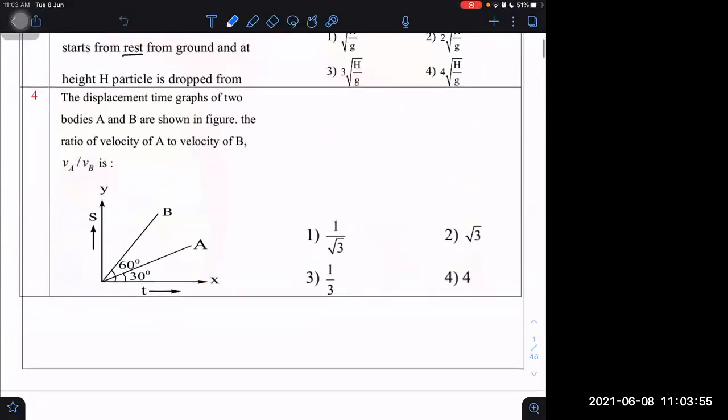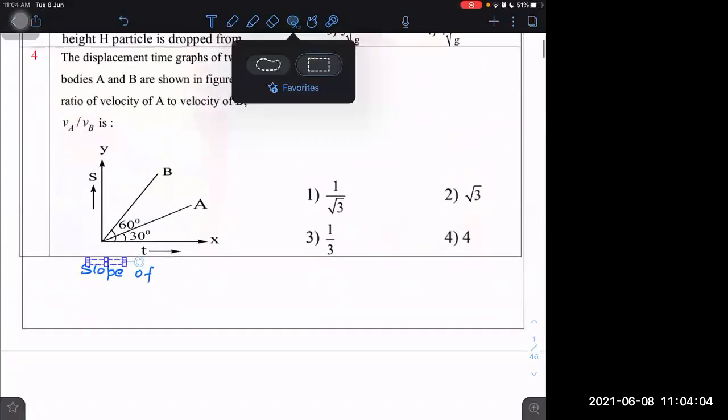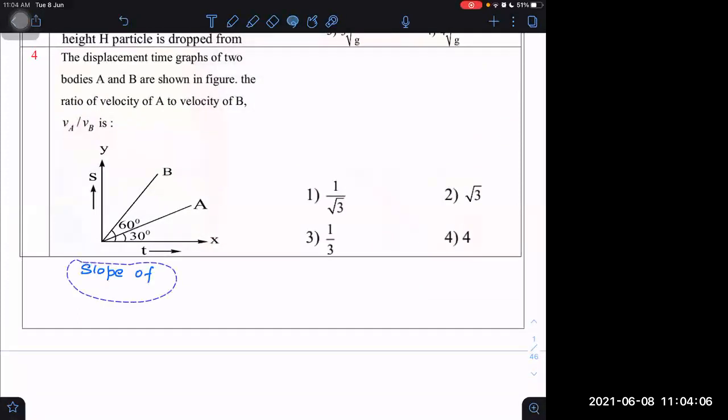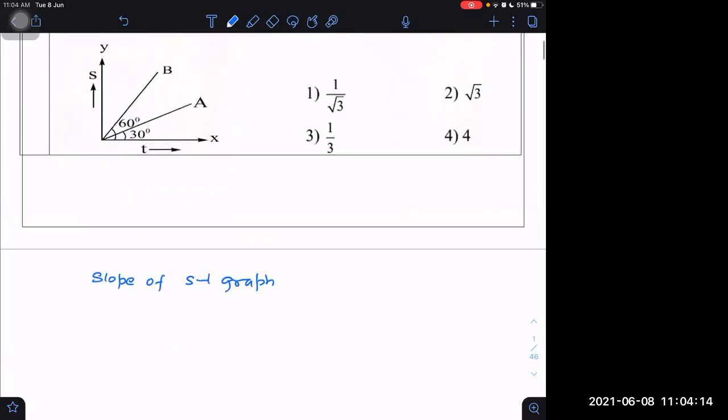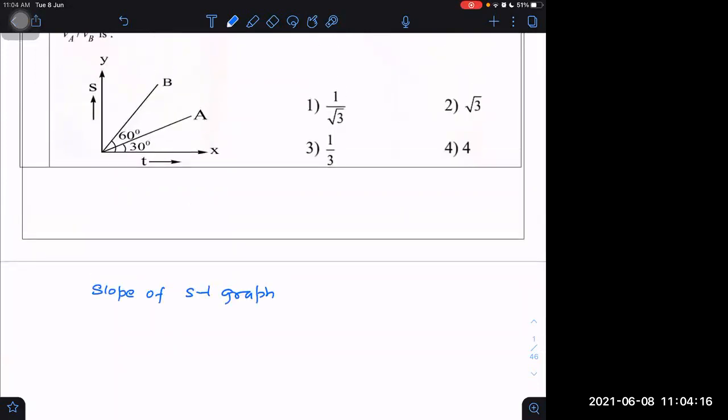Slope. Displacement time graph is slope of? Yes, displacement and time graph. Slope is velocity. Slope of the ST graph is velocity, and for A, the graph is this one. For this, the slope is tan 30 degrees.